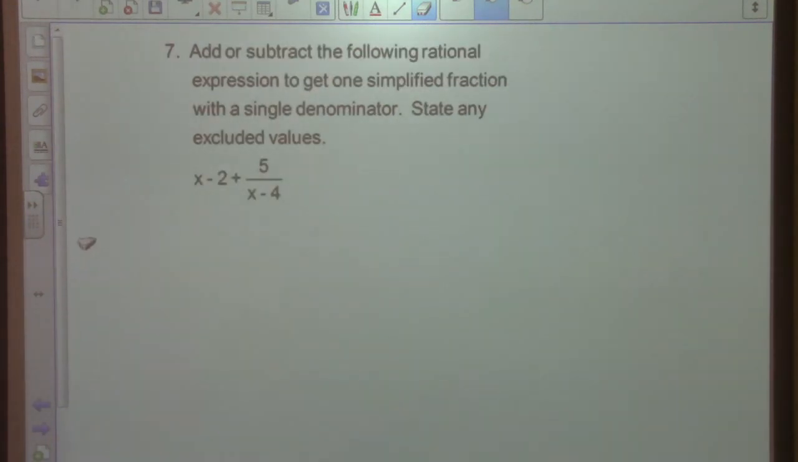Okay, 7: add or subtract the following rational expressions, get one simplified fraction with a single denominator, and state any excluded value. So go ahead and do this one, and we'll go over it in a couple of minutes, okay?